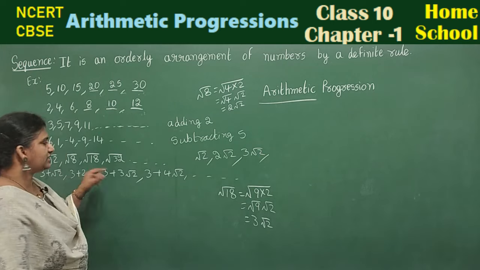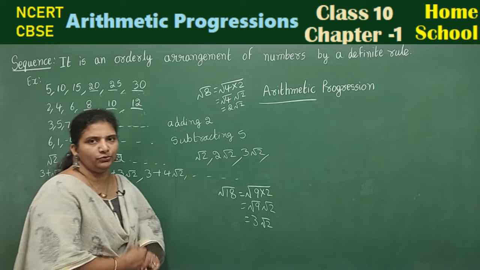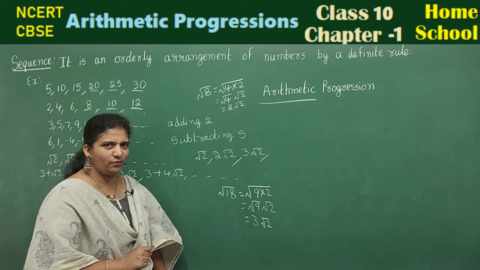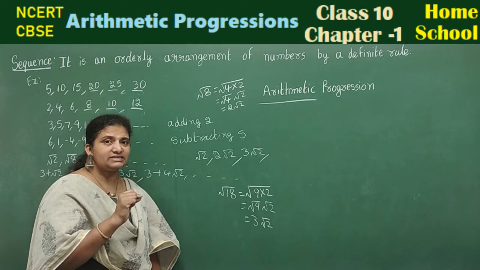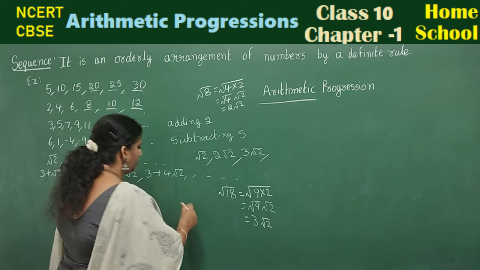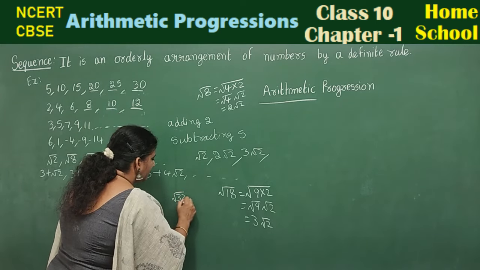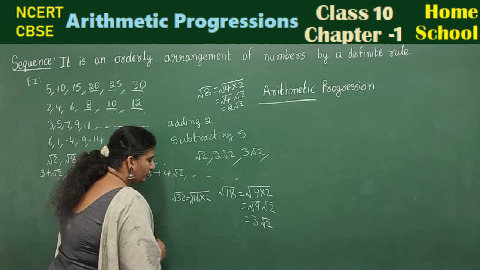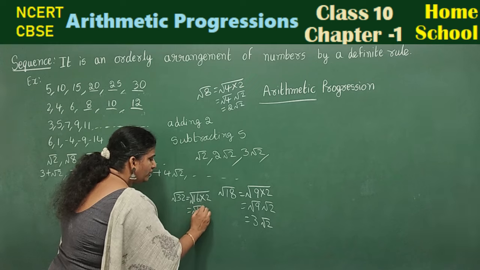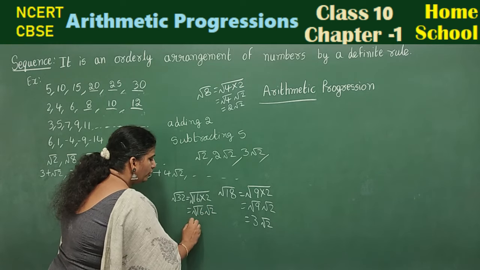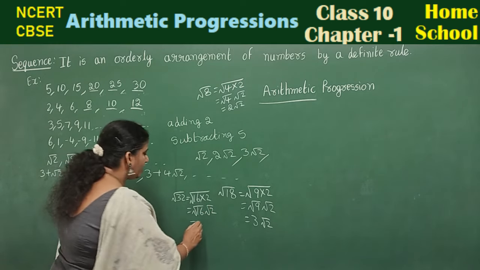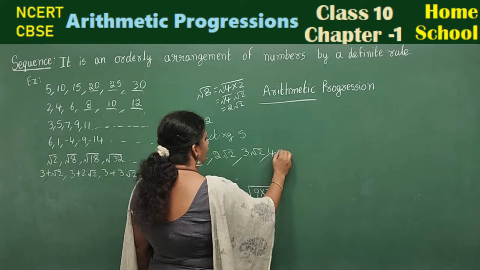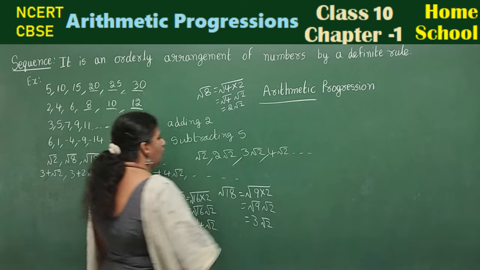Similarly, see the next one. Root 32. Check root 32. Is it a multiple of any perfect square? Yes. 16 2s are 32. Root 32 can be written as root of 16 into 2. Split the root: root 16 into root 2. Root 16 value is 4, so 4 root 2. Write it here, 4 root 2, and so on.